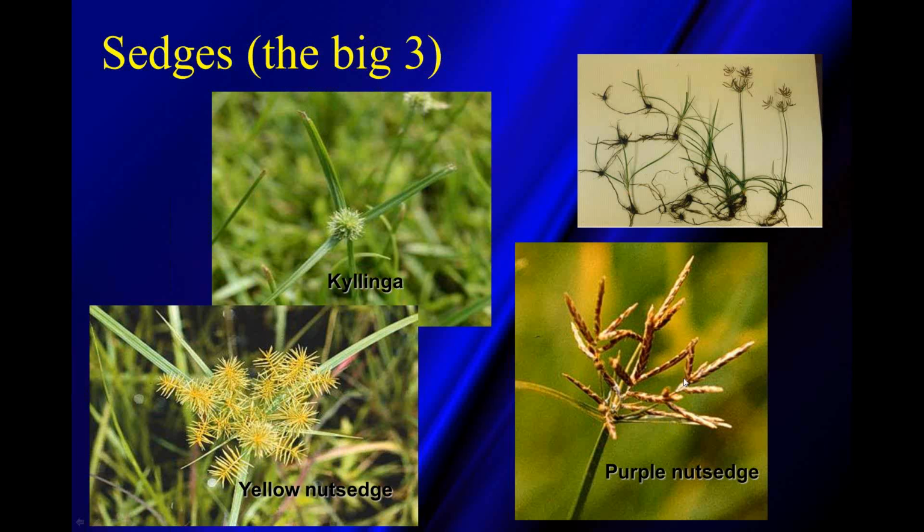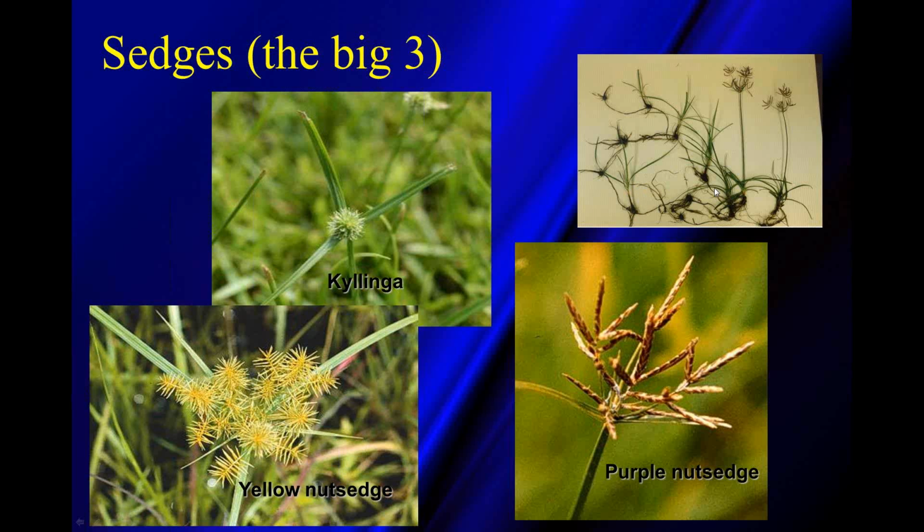In the case of purple nutsedge, again, a purplish cast to the seed head. It's much more spread out than the yellow nutsedge. It doesn't have a bottle brush type of appearance. And if you dig purple nutsedge up, you're going to see that the plants are connected by a chain of rhizomes and tubers. And some of these tubers may still be dormant, and some of them may have germinated.